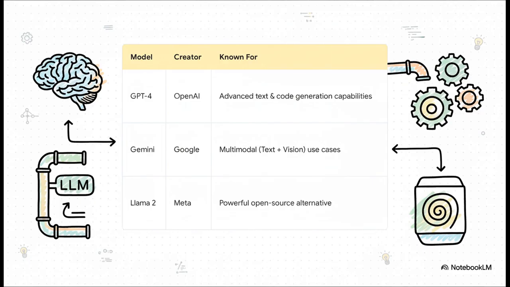And this is where you, as the builder, get to make some really interesting decisions. See, the brain isn't a one-size-fits-all component. You've got choices. Do you need the super advanced reasoning of GPT-4? Or maybe the ability to work with images using Gemini? Or do you want a powerful open-source option like Llama 2? You get to pick the engine that best fits your specific project.